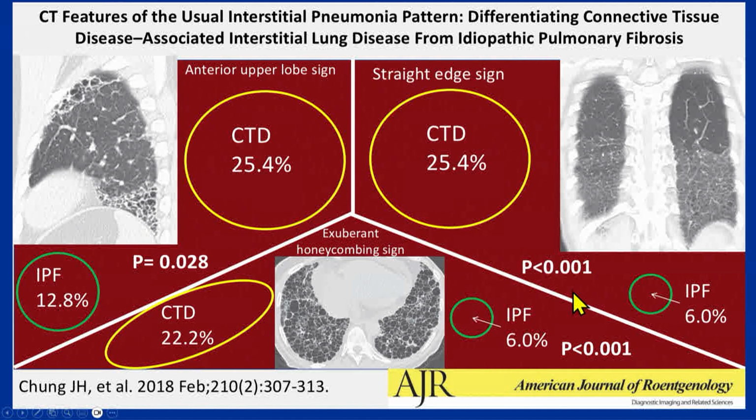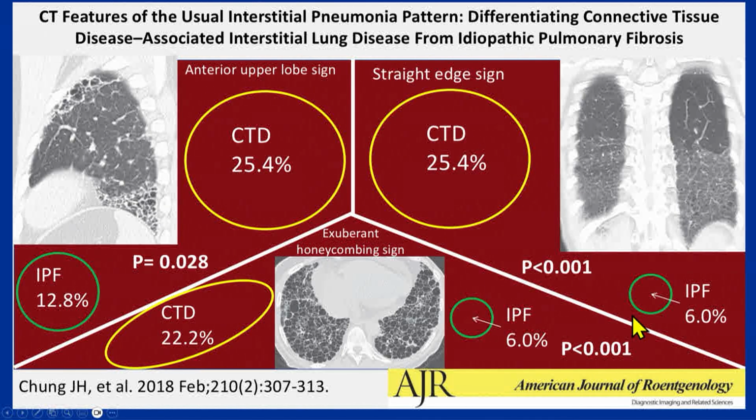As you all know, when you have a UIP pattern of pulmonary fibrosis, that's usually associated with idiopathic pulmonary fibrosis. So if you have a concomitant finding which tells you, oh, this is not your usual case of idiopathic pulmonary fibrosis, this is something else, might be connective tissue disease, that should make you sit up higher in your chair, take notice, and just slow down. If you see the exuberant honeycombing sign in the setting of UIP, it's much more likely to be CTD-ILD than idiopathic pulmonary fibrosis.